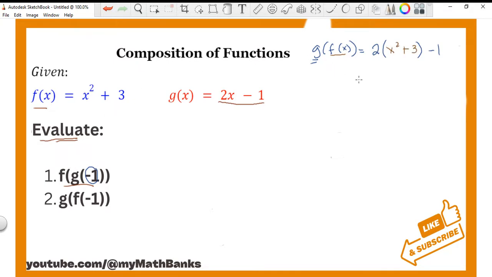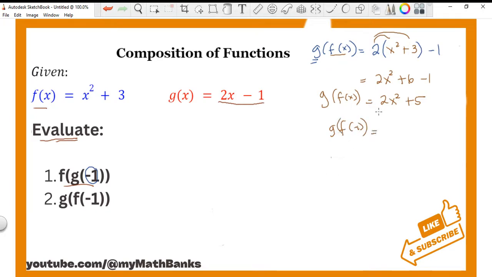Okay, and then now we will simplify this by distributing the 2. So now you have 2x squared plus 6 minus 1. Combining like terms, you have 2x squared plus 5. So this is g of f of x. Okay, now what about if they actually want g of f of negative 1? Okay, all right, g of f of negative 1.